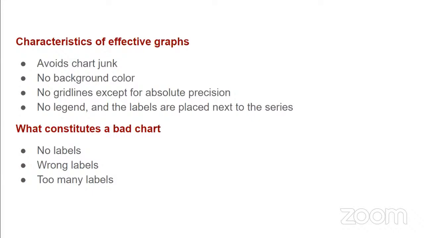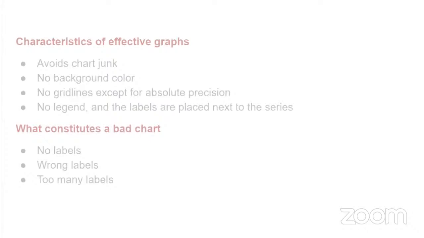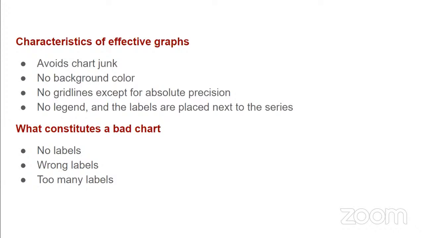So before we get into the specific kinds of graphs, I want us to look at characteristics of effective graphs. There are 4 characteristics. The first characteristic is avoid chart junk. By that we mean do not put too much information on one graph. Just create a very simple graph that explains the point that you are trying to put across, so that you do not have too much information cluttered on the graph.